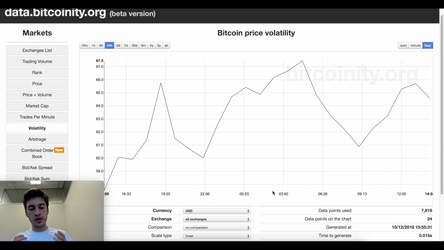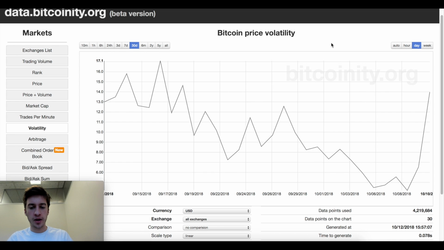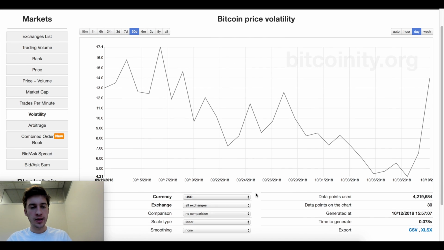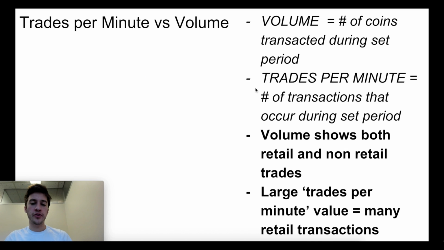So this is just looking at Bitcoin price volatility in the shorter time frame, and looking at it on the longer time frame, I prefer to look at it on the longer time frame, like 30-day, 6-month on the daily. I find this to be very helpful because we can look at relatively high volatility and relatively low volatility. So that's going to do it for looking at the strategy behind volatility.